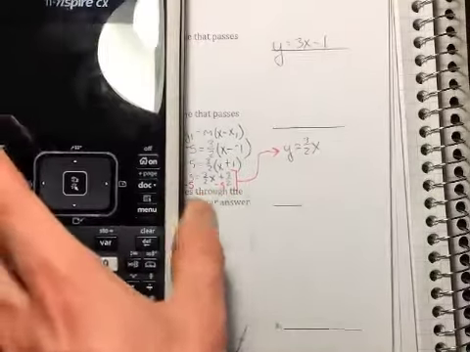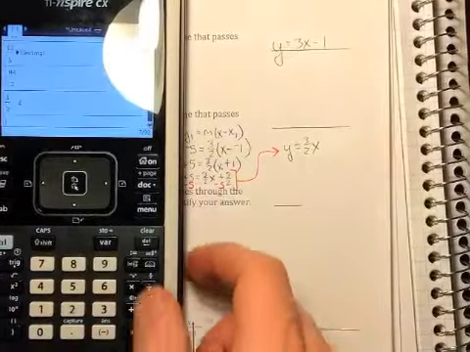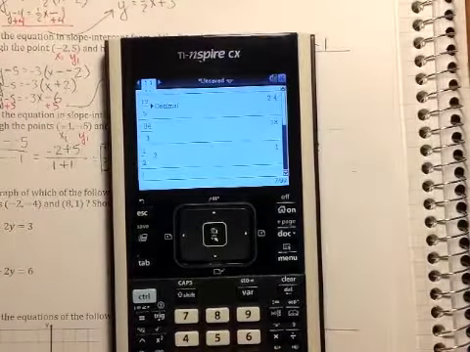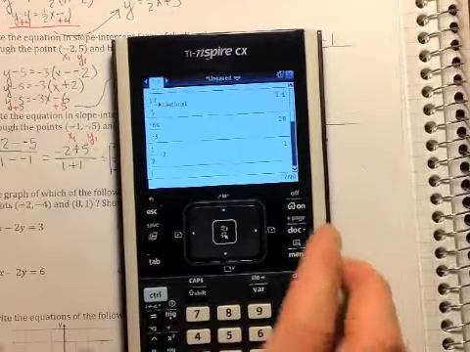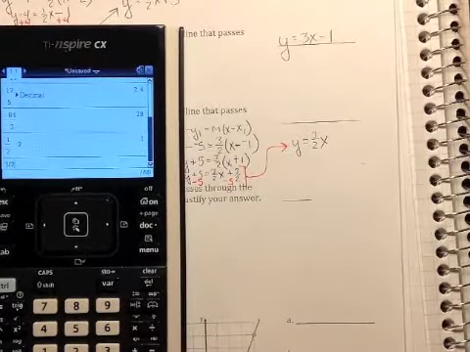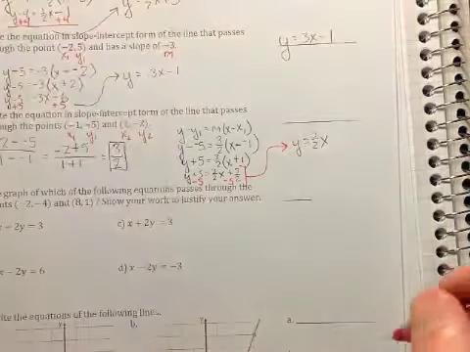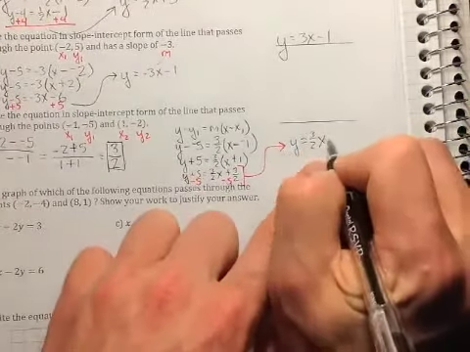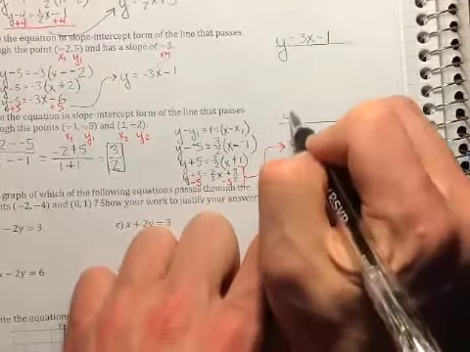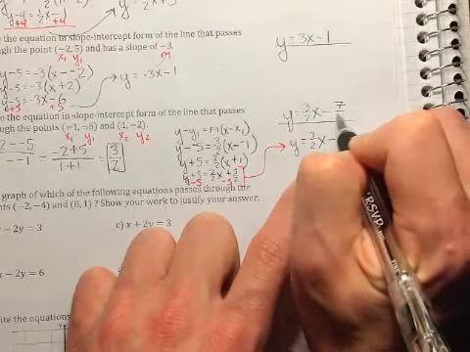Now we learned how to combine, or to deal with fractions whenever we're adding them or subtracting them or whatever else. But I don't really want to deal with that here. Let's just do 3 divided by 2 minus 5, negative 7 over 2. Okay, so negative 7 over 2. Ta-da! That is it. Y equals 3 over 2x minus 7 over 2.